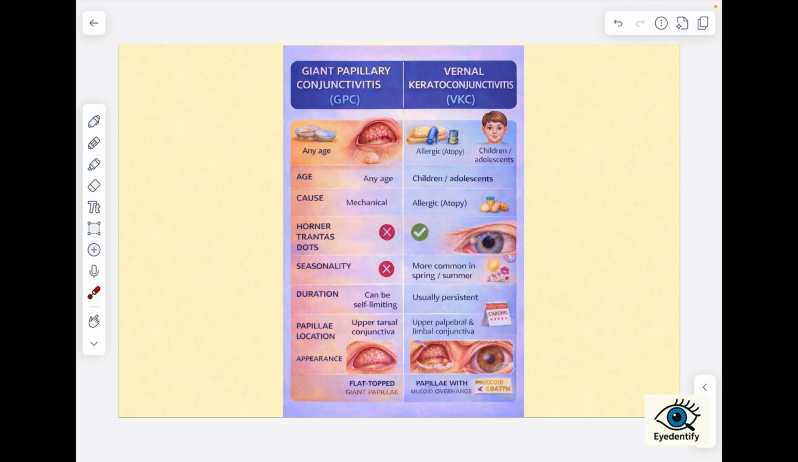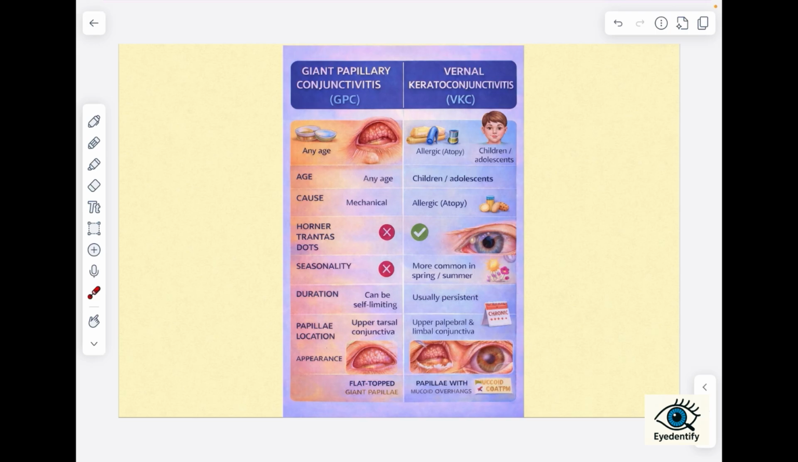Now Horner-Trantas dots we can see in vernal keratoconjunctivitis but not in giant papillary conjunctivitis. Seasonality, of course, VKC. Duration can be self-limiting in VKC, while GPC is usually persistent. Papillae are in the upper tarsal conjunctiva in GPC, while in VKC they are seen in the upper tarsal palpebral conjunctiva plus limbal conjunctiva, which has Horner-Trantas dots. So what are Horner-Trantas dots? It is nothing but limbal papillae with apical whitish cellular deposits.